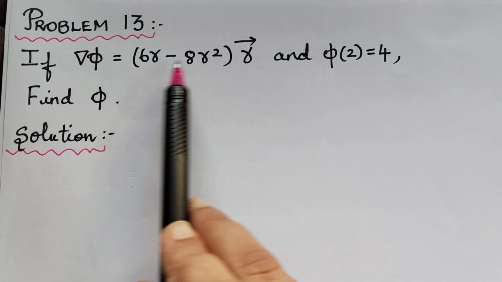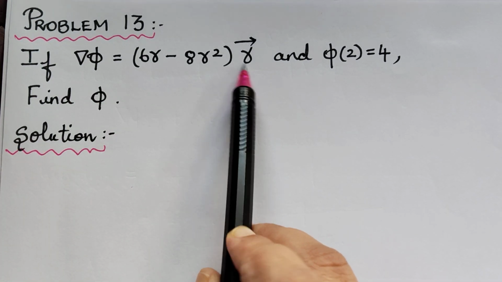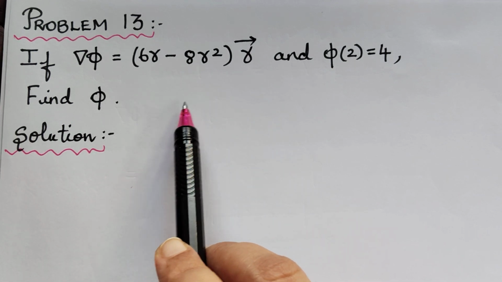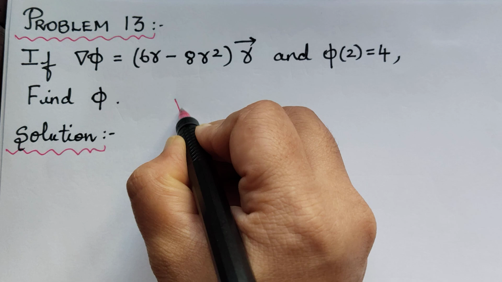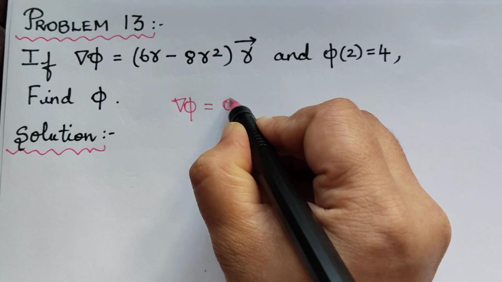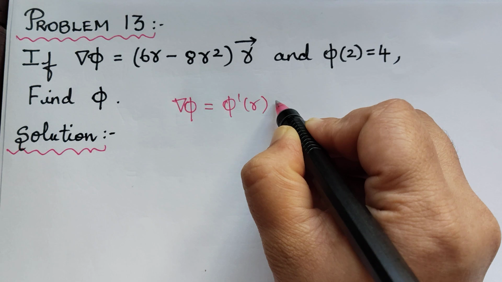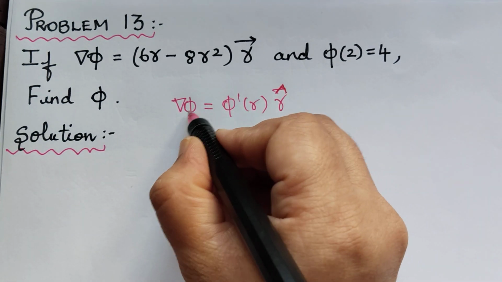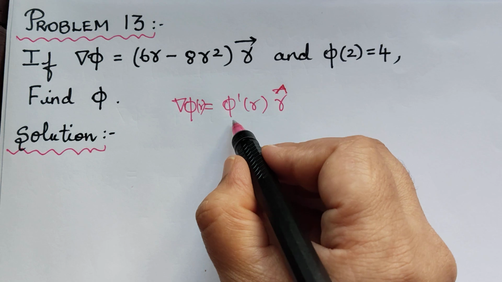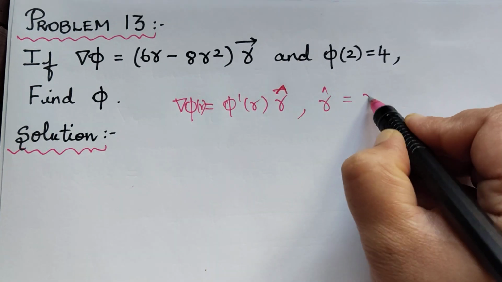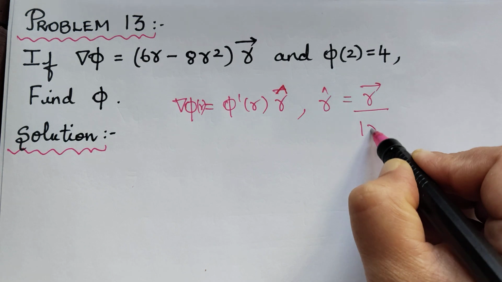So when nabla phi is given in terms of r vector, immediately we have to make use of the concept. That is, we know that nabla phi is equal to phi dash of r multiplied with r cap. That is nabla phi of r is equal to phi dash of r multiplied with r cap, where r cap is equal to r vector divided by modulus of r.